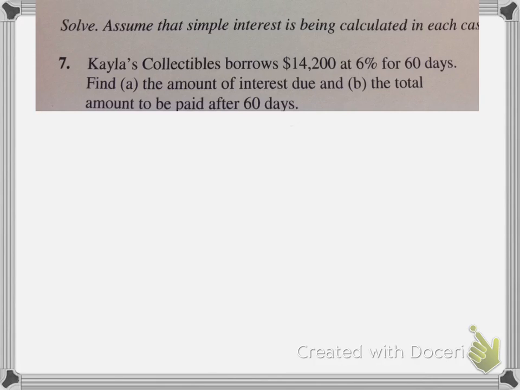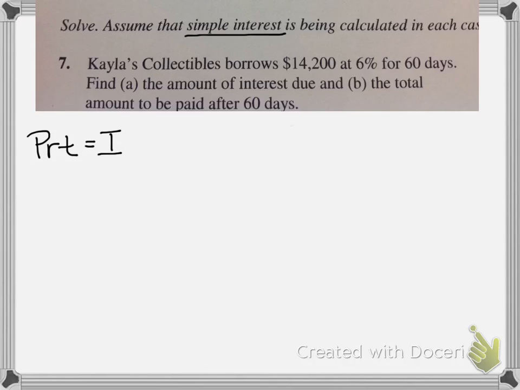So let's look at this problem. We have Kayla's Collectibles borrows $14,200 at 6% for 60 days. Find the amount of interest due and the total amount to be paid after 60 days. The problem is telling us that we are going to calculate simple interest. So to calculate simple interest, that is simply PRT equals I, or simple interest.